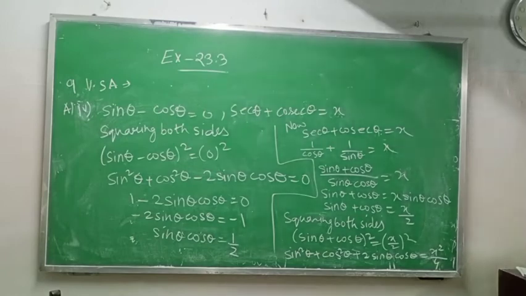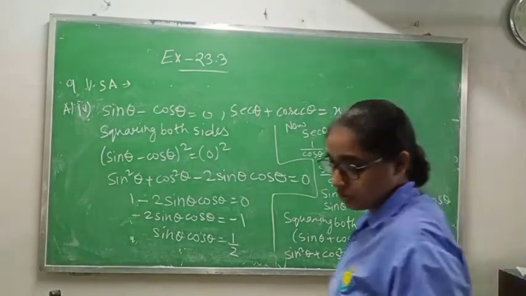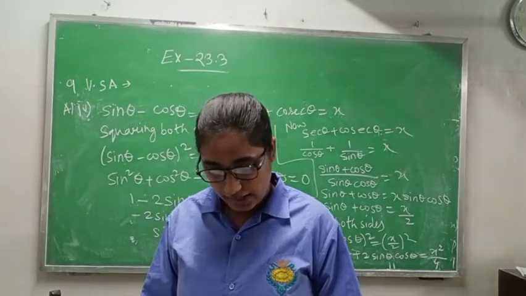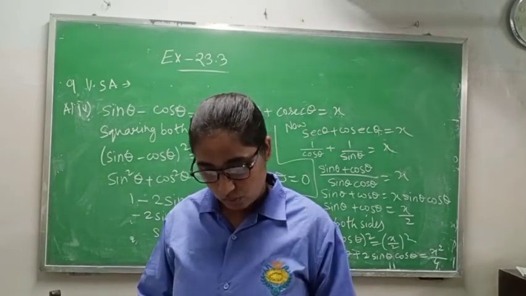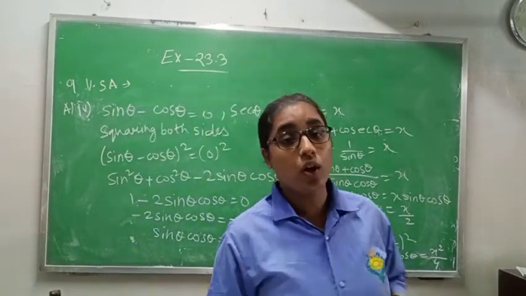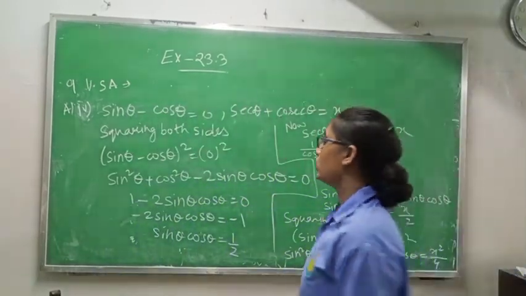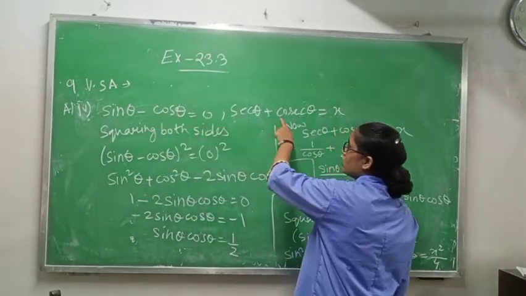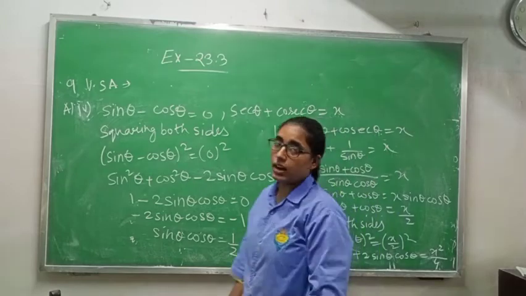Now class 10, see question number A4. It is large, and it is very complicated also. Please read the question. If sin theta minus cos theta equals 0 and sec theta plus cosec theta equals x, then find the value of x. Two things are given to you: sin theta minus cos theta equals 0, and sec theta plus cosec theta equals x.